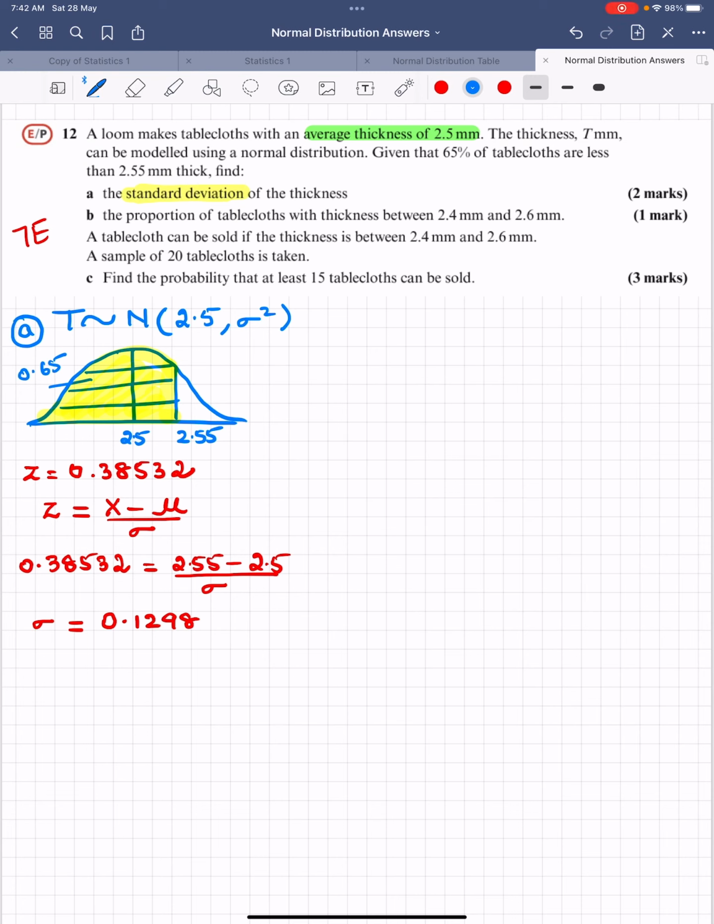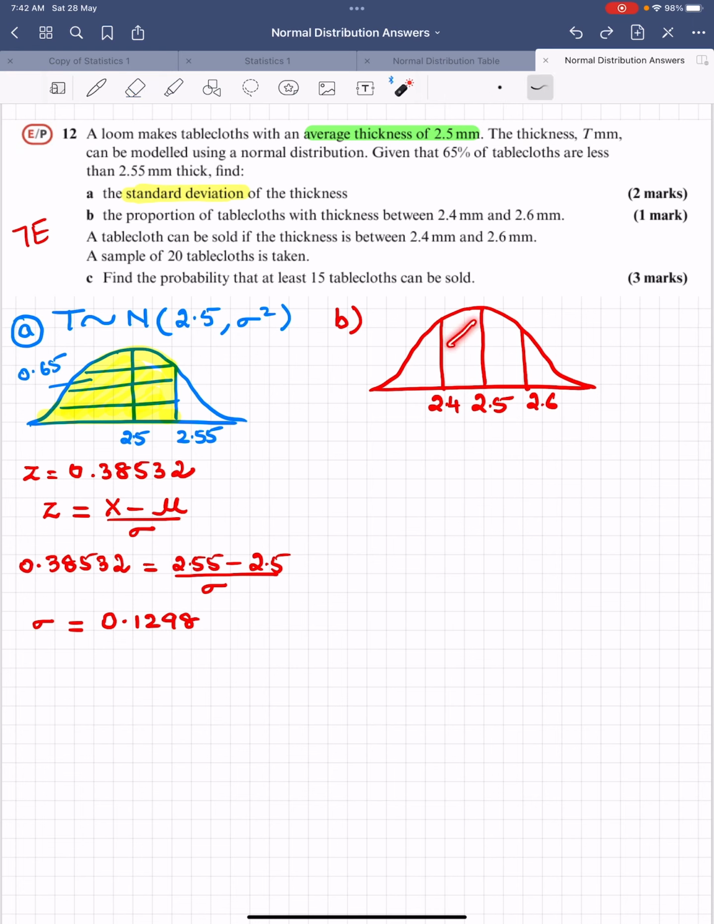Now we move on to part B. In part B, the question says we need to find the proportion of tablecloths with the thickness between 2.4 and 2.6 millimeters. So again, if we represent this information on the bell curve, we know that our mean is 2.5, and 2.4 is to the left and 2.6 is to the right. We need to observe here that 2.4 and 2.6 are the same distance above and below the mean.